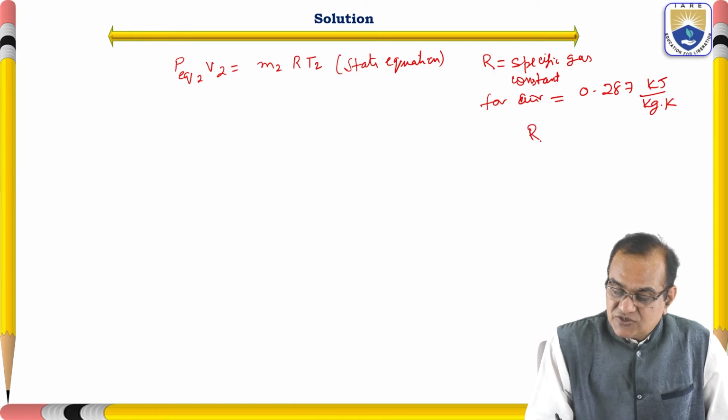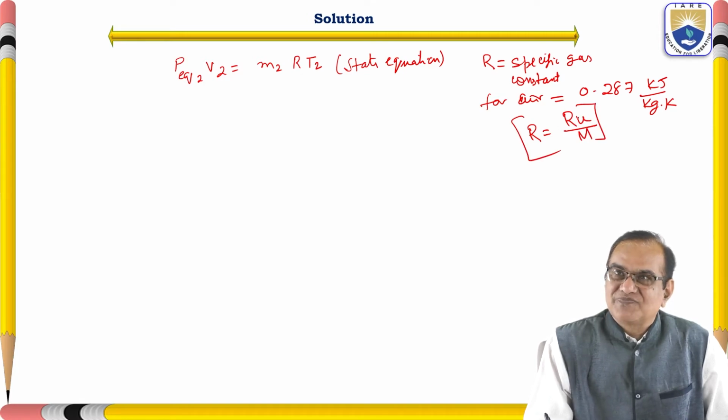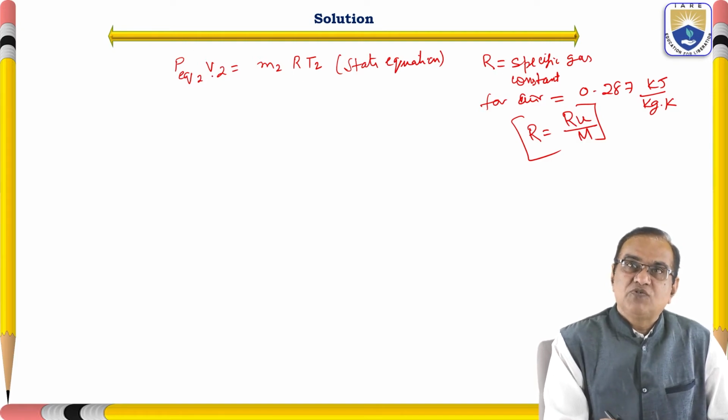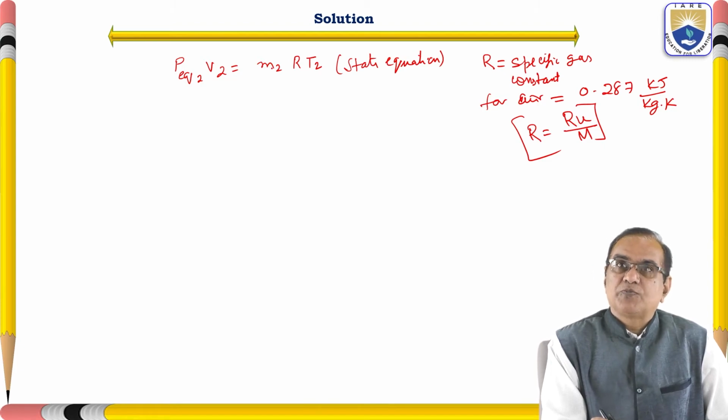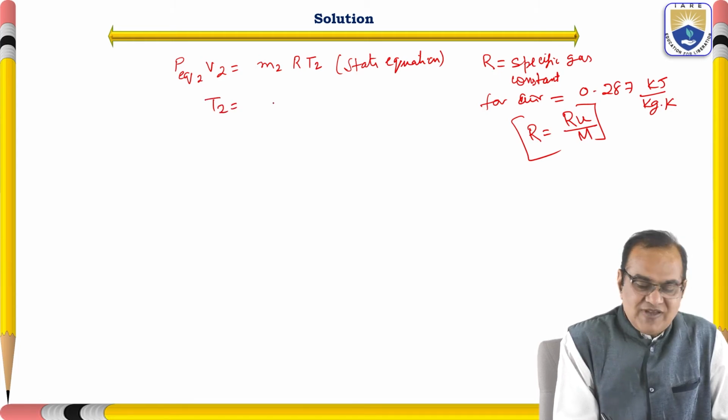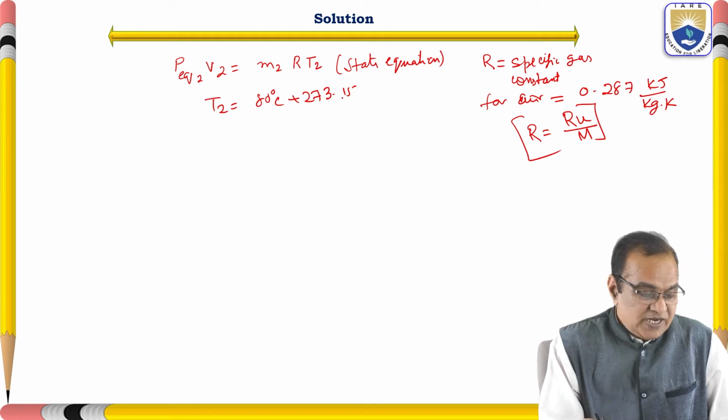But we know that this specific R is equal to the universal gas constant Ru divided by the molecular weight M, where M is the molar mass. So we should not confuse this: we should put the specific gas constant, not the universal gas constant. So here P EQ2 into V2 is equal to M2 R T2. Here T2 is given as 80 degrees centigrade, so plus 273.15, and this will be the T2 value.